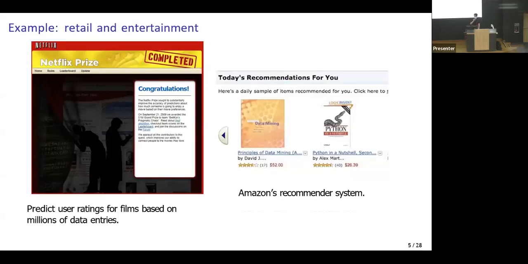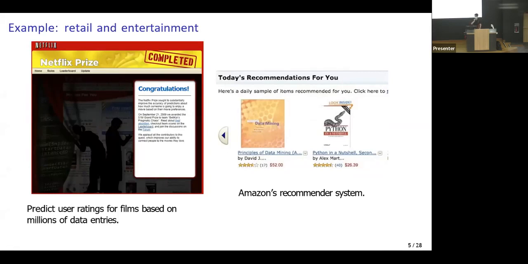Next example is from the entertainment industry. For example, you watch a show on Netflix, and at the end of which, you will be given certain recommendations, based on the shows that you have watched, based on the genre of the movies. And so all these make use of predictive analytics from data science at the back end.